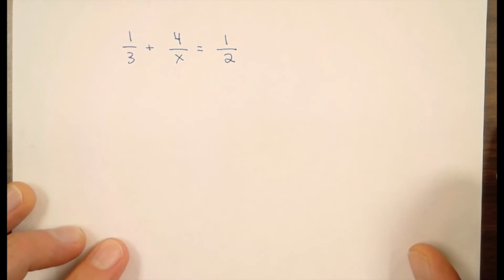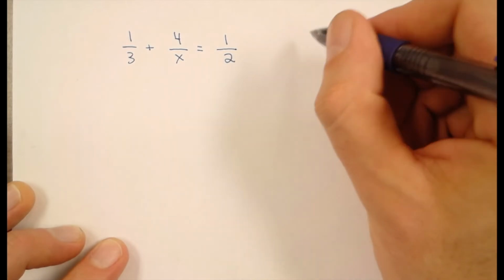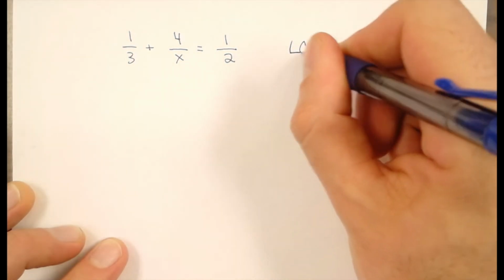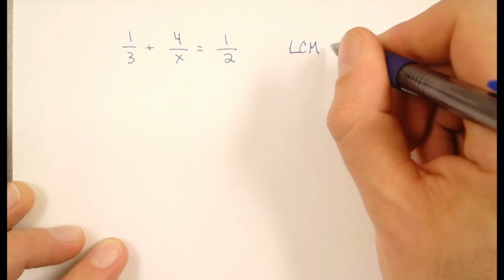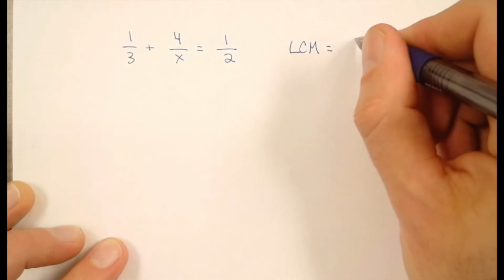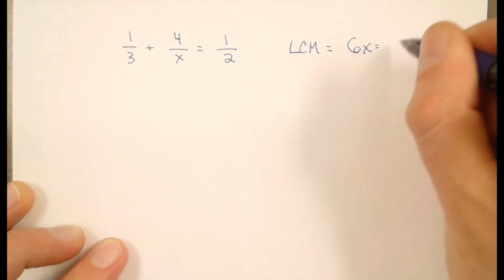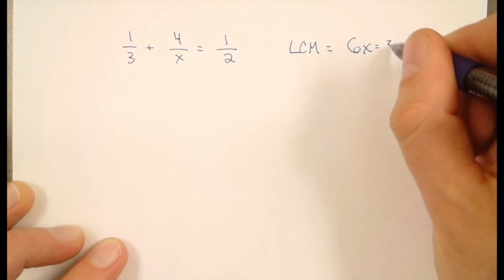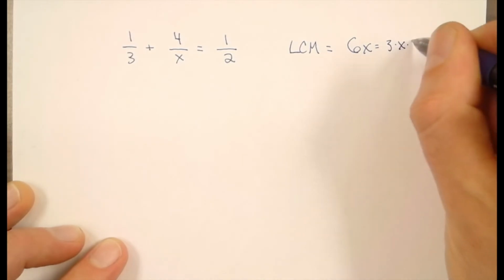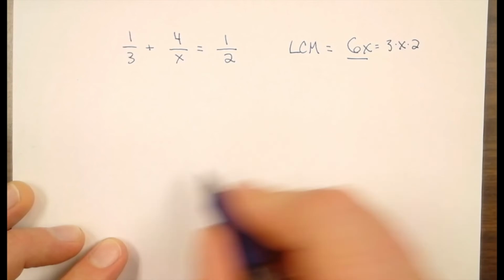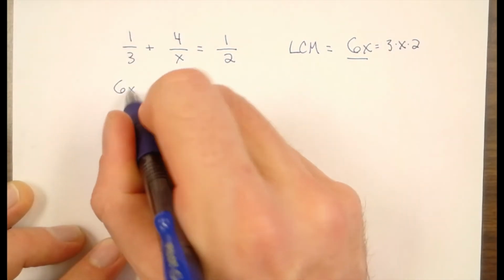All right, this trick also works if the variable x is in the denominator. So the lowest common multiple is going to be 6x. And we get that by multiplying the three denominators, 3 times x times 2. So it doesn't even matter if the variable's in the denominator.